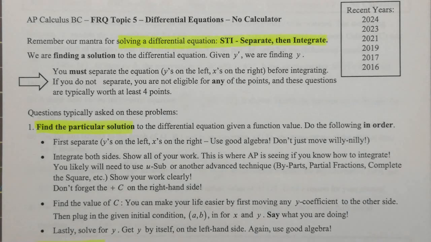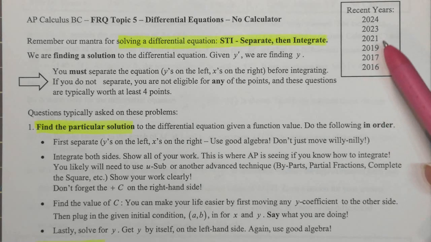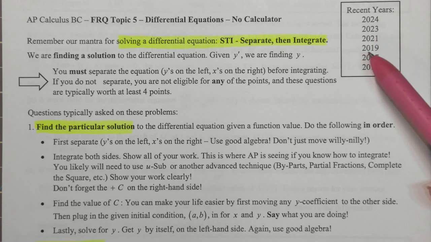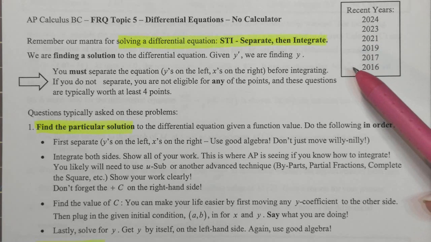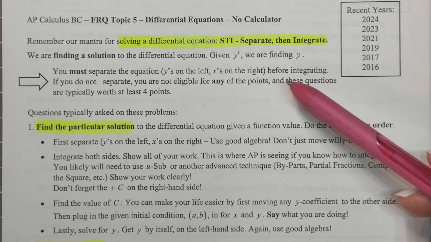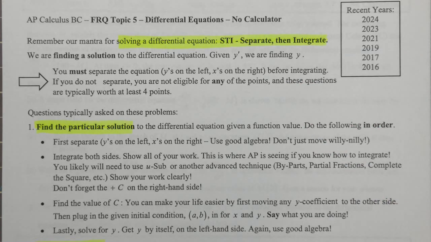Today's topic is topic 5, differential equations. These are always no calculator, and you can see the recent years that they've appeared on the AP exam, the BC exam. They are here more often than not. Usually this is one of the questions that is the same as on the AB exam as well.